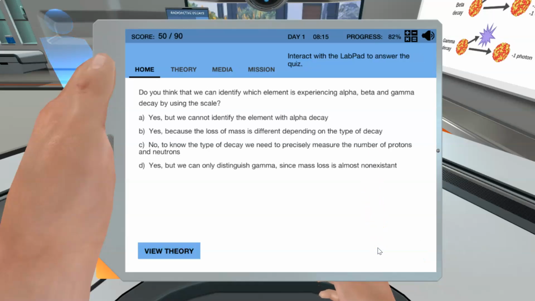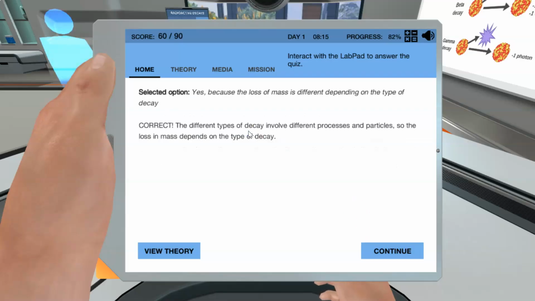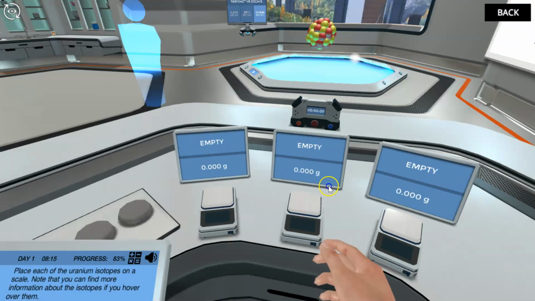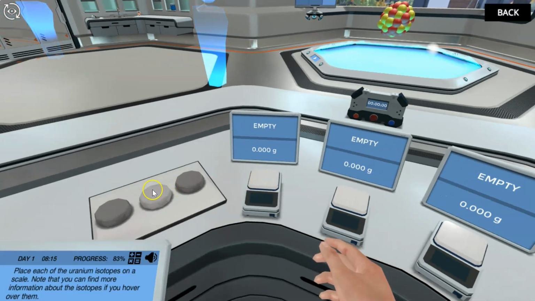Do you think that we can identify which element is experiencing alpha, beta and gamma decay by using this scale? Correct. The different types of decay involve different processes and particles, so the loss in mass depends on the type of decay. Place each of the uranium isotopes on a scale. Note that you can find more information about the isotopes if you hover over them.